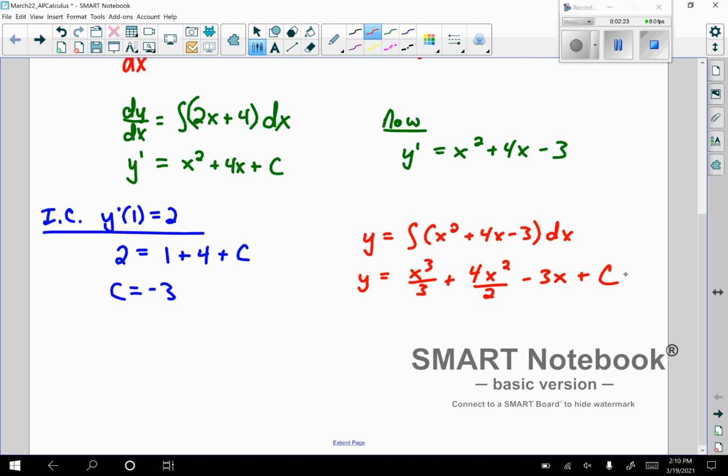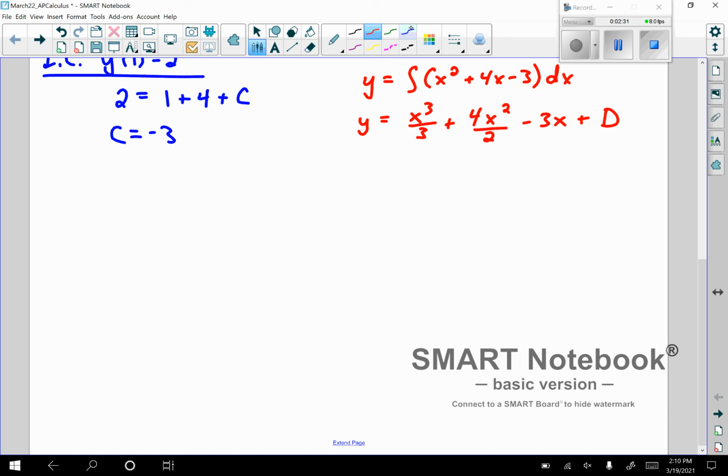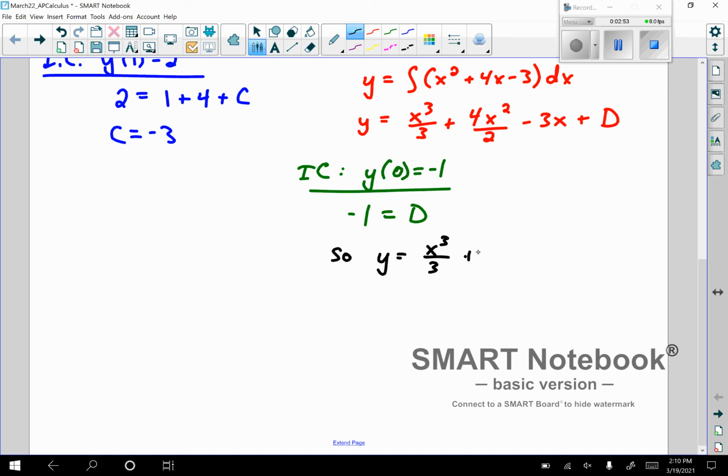Now just notice that these c's are different, so sometimes I even just call that d, just so we don't get confused. And then we'll use the initial condition here of y of 0 is equal to -1. So now we'll get -1. We'll just get a 0 for all three terms. So d is equal to -1. So now we have y is equal to x cubed over 3, or 1/3 x cubed, then we'll get plus 2x squared minus 3x minus 1. And there's our specific solution for y.